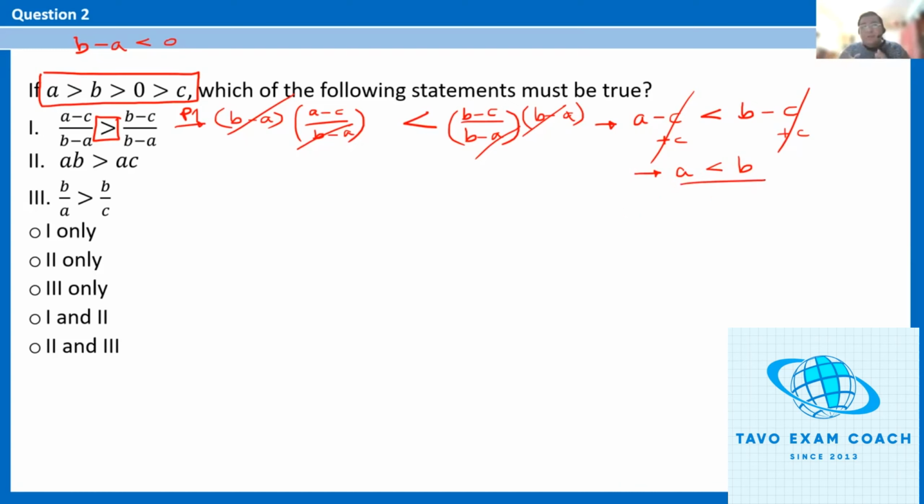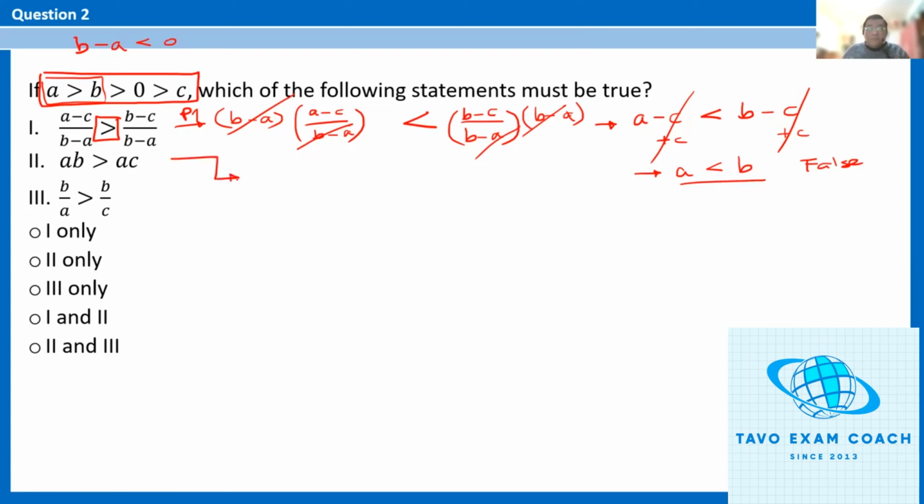This is a direct contradiction of our premise, the inequality a is greater than b in the original premise or assumption of our question. So this is false, never true. Let's try statements 2 and 3 one at a time.